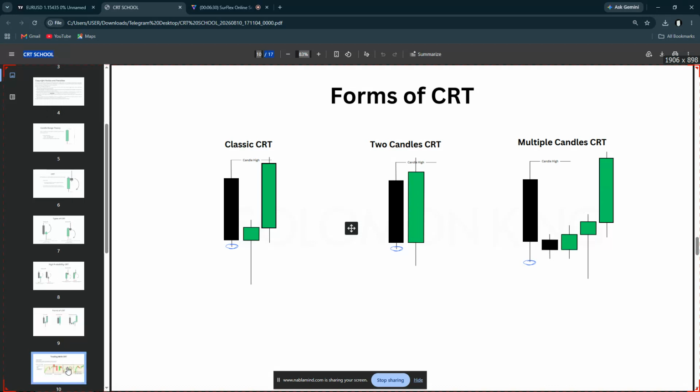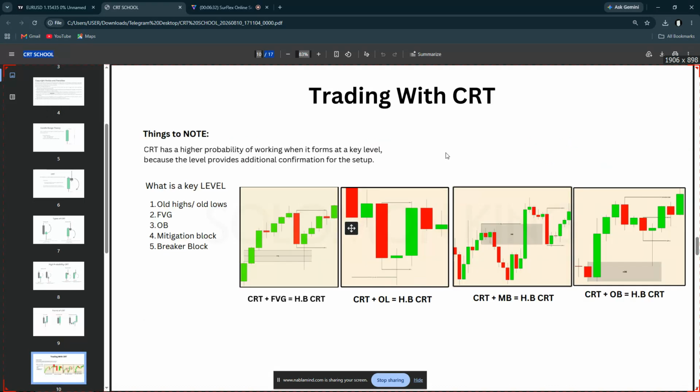So this is another important thing to understand when trading CRT. Now, CRT has a high probability of working when it forms at a key level because the key level provides additional confirmation for the setup. So when you trade CRT on a key level, it is more important than taking any random trade. Key level plus CRT equals a high probability trade setup.